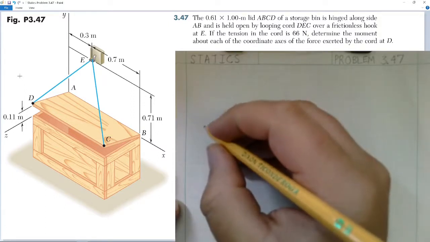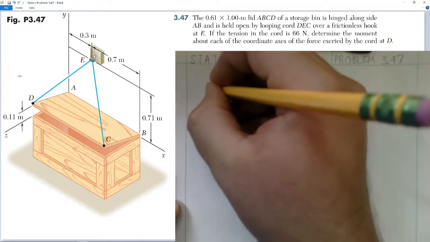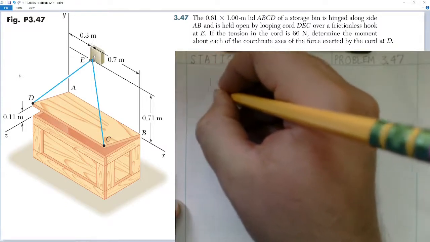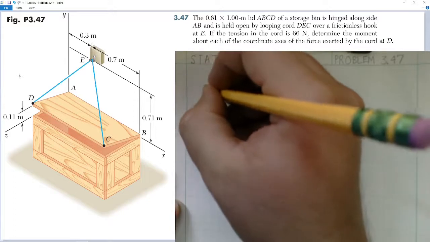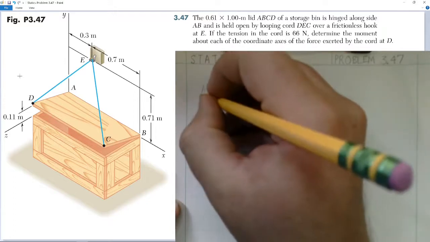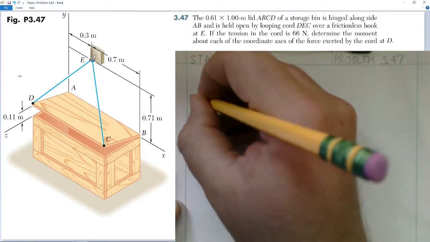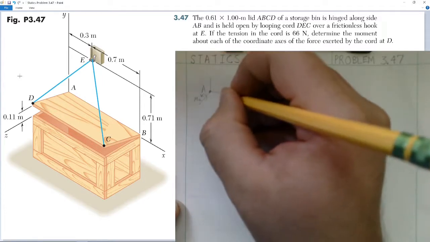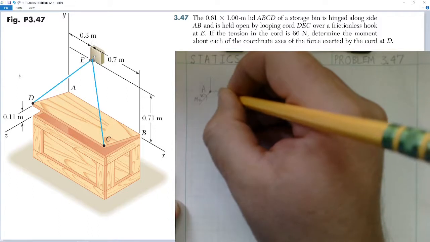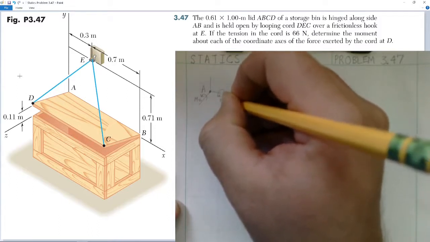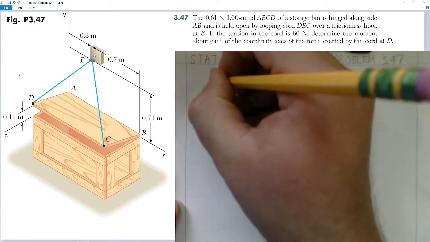So to draw a quick figure diagram, we have our coordinate axes, which appear to be at point A, and we want the moment about each one of these axes. So we want the moment about z, the moment about the x-axis, and the moment about the y-axis.